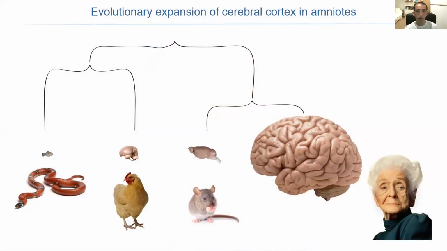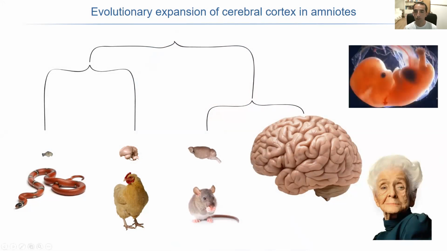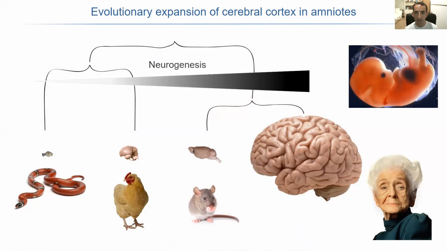During evolution, there was a dramatic expansion in the size of the cerebral cortex, particularly in amniotes. And this expansion is the result of developmental processes occurring in the embryo and fetus, and are mostly related to changes in the degree of neurogenesis of the cerebral cortex, with a very dramatic increase, particularly in humans.